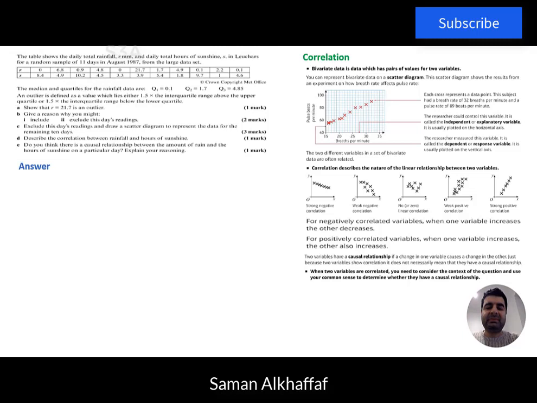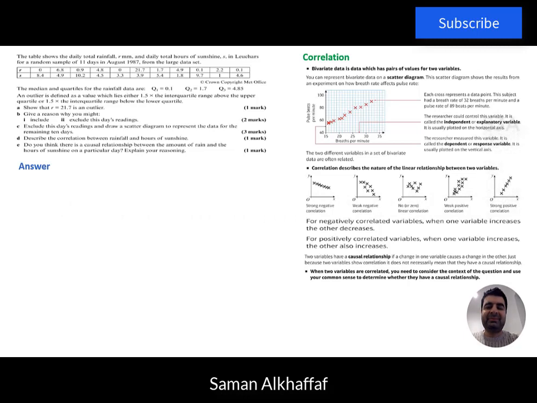In this example, the table shows the daily total rainfall R in millimeters and the daily total hours of sunshine S for a random sample of 11 days in August 1987 from the large data set. So we have R, which is the total rainfall, starting from 0, and then the hours of sunshine in S, based on the table shown.